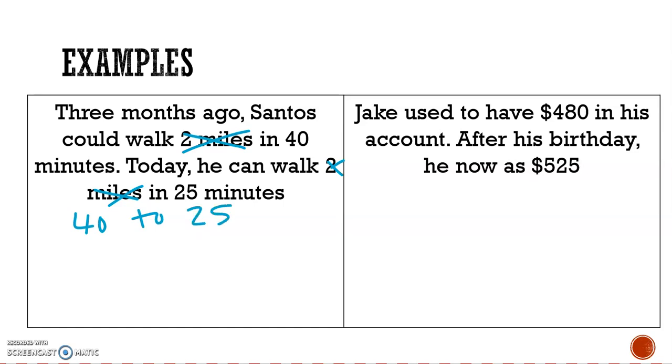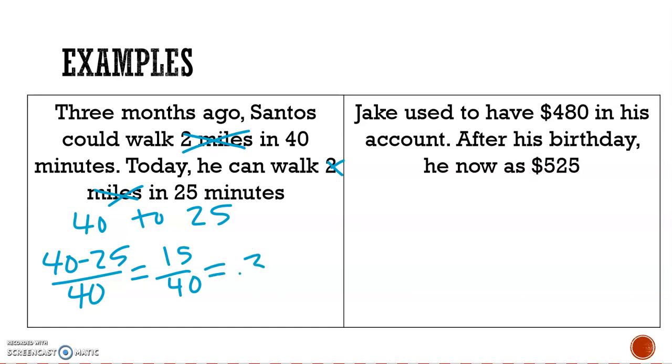Okay, so we're going to subtract 40 minus 25. 40 will go on top because that was 3 months ago compared to the 25, which is today. So 40 minus 25 is 15. Bring over the 40. Type in 15 first, divided by 40, gives you 0.375. When I move it over 2 spots, that is 37.5%. Okay, so we went from 40 minutes to 25 minutes, so that is a decrease because we are going down in time.